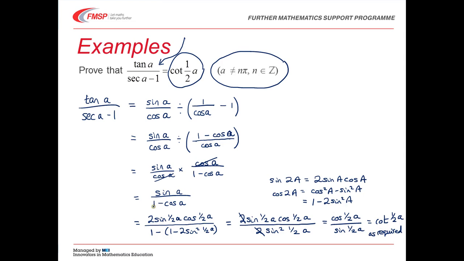Now the only slightly not obvious step was whether we were going to change the cos 2a to 1 minus 2 sine squared a, or 2 cos squared a minus 1. And sometimes you just have to try one, and if it doesn't work you need to try the other if you can't see that you need sines on the bottom in order to get your cotan.